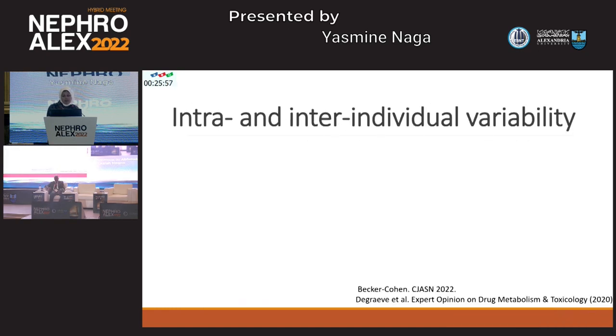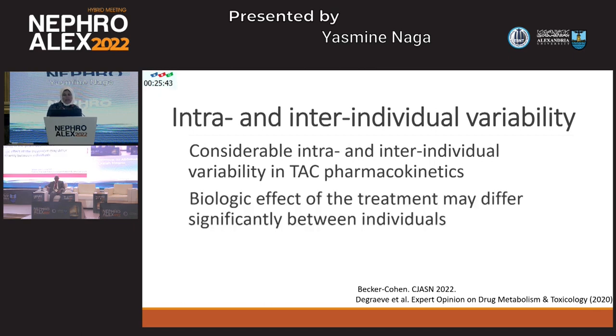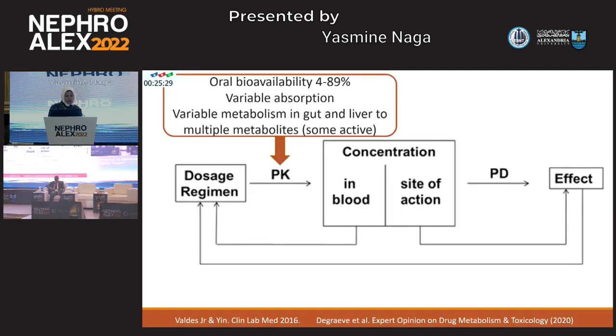Another problem with tacrolimus prescription is that there is huge intra- and inter-individual variability, and we have to understand them to optimize the therapy in each patient. These intra- and inter-individual variabilities are mainly caused by the tacrolimus pharmacokinetics. The biological effect of treatment differs between individuals, as we said. That's why we need continuous therapeutic drug monitoring.